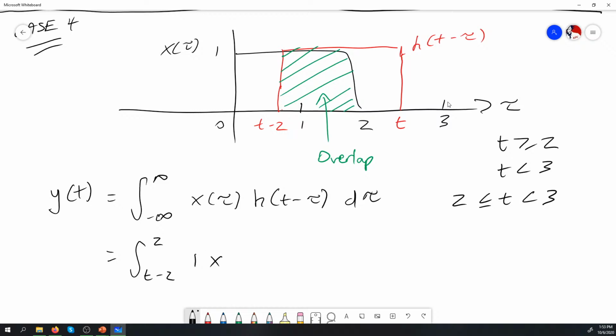X of tau was 1. H of t minus tau was 1. D tau. So we get tau here. But we now have different limits when we start evaluating this. So when we substitute this limit here while we're evaluating our integral, we get 2 minus (t minus 2). And that would give us an end result being 2 minus t, and this minus sign here will be multiplying by this negative 2 here, will give us positive 2, so we get 2 plus 2, so that's 4 minus t.